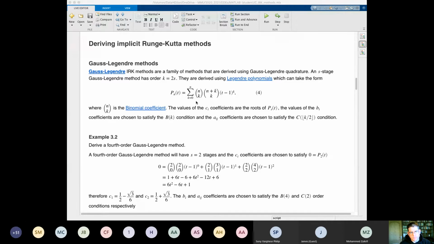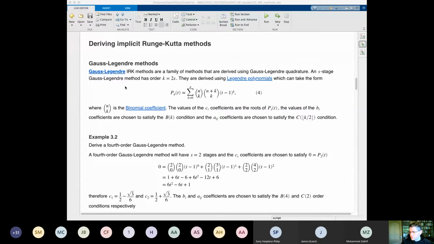What we have here is a summation. Pn, where n is the degree or order of our polynomial, is going to be a polynomial, and it's a sum from k equals 0 to n of n choose k, n plus k choose k, t minus 1 to the power k. These may look like vectors, but they're actually the binomial coefficient.